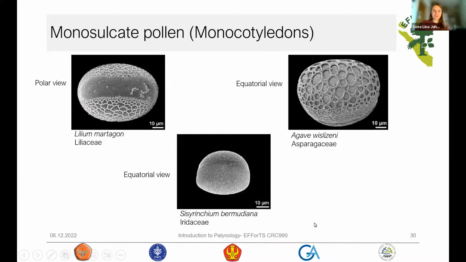Yes. So like this is just some examples of different monocolpate pollen. Actually, I just wanted to show that this is like all the same aperture type, but still like the pollen grain can look quite different.